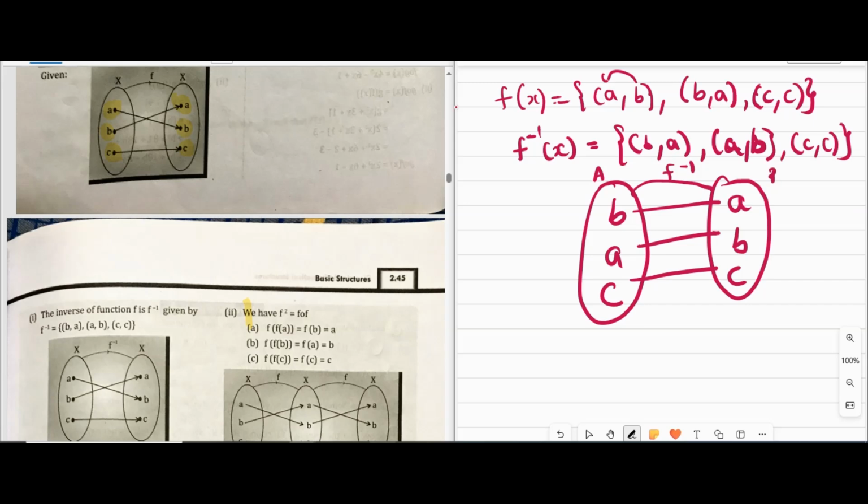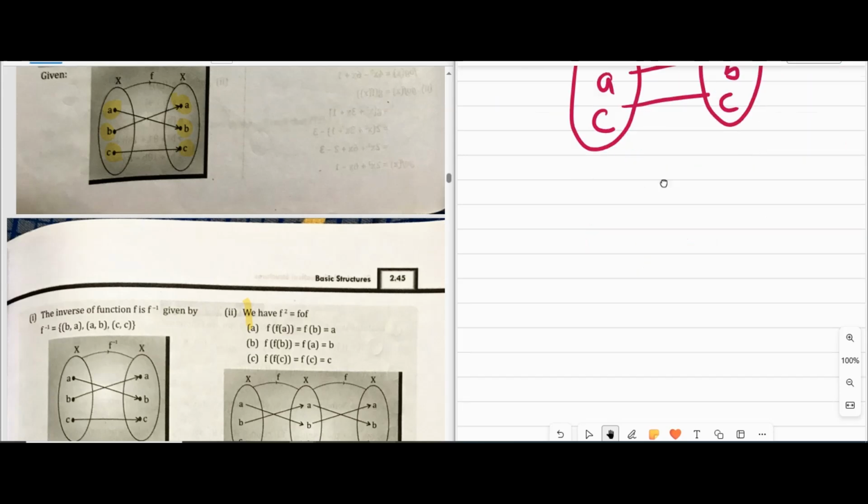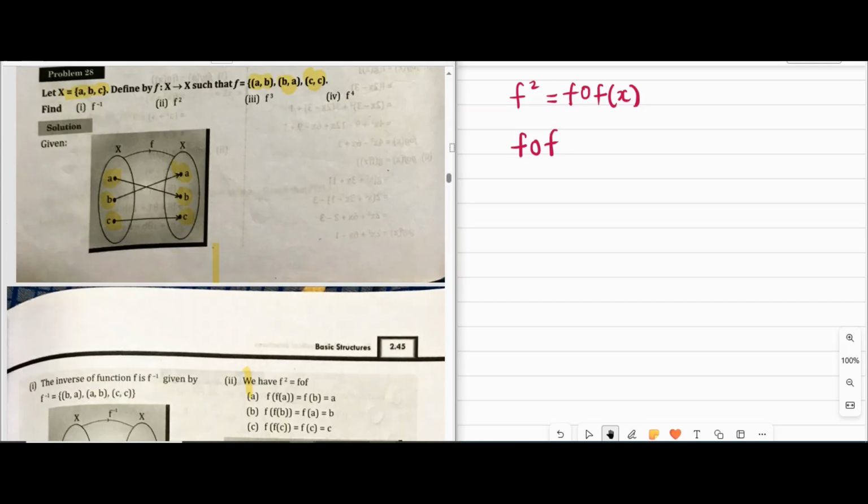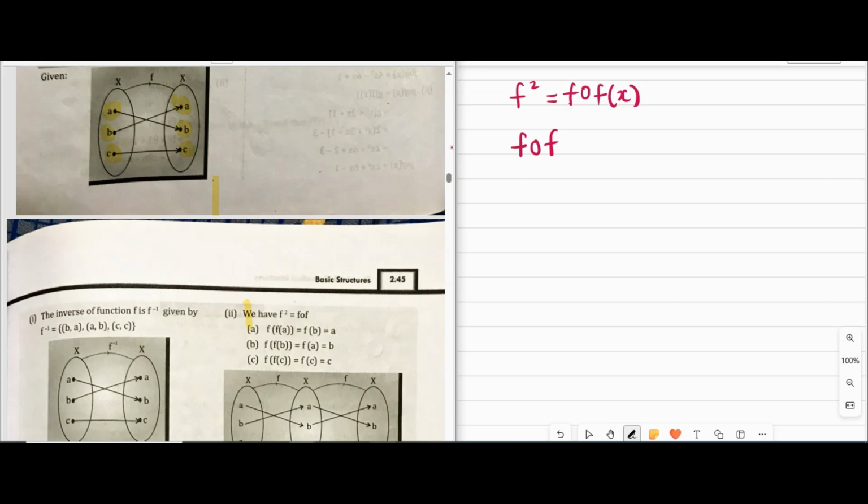Now how to find f square, if they give it to you? I'll show you. f square is f of f of x. So here it will be f of f. What are the values of x we have here? x is a, b, c. They've given x is a, b, c.